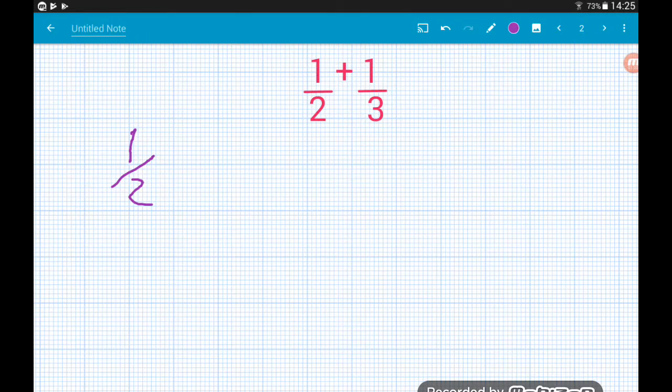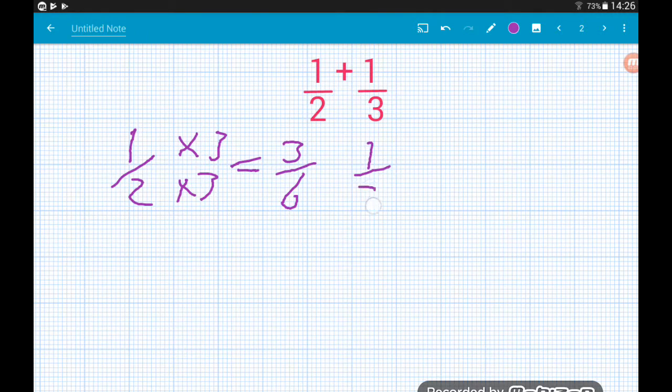To turn 2 into 6, we need to multiply it by 3, but if we're doing that to the bottom of the fraction, we also have to do it to the top, otherwise we would be changing the value of the fraction. So on top, 1 times 3 is going to give us 3, and on the bottom, 2 times 3 is going to give us 6. So 1/2 is equal to 3/6.